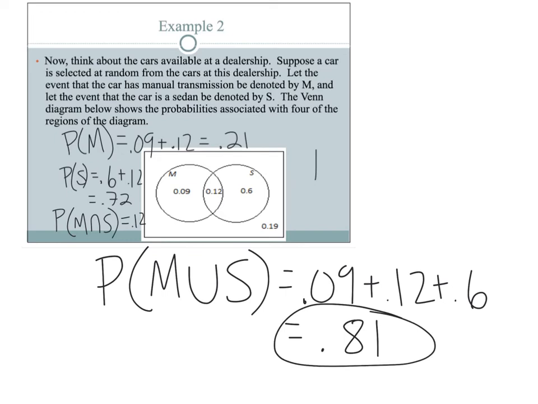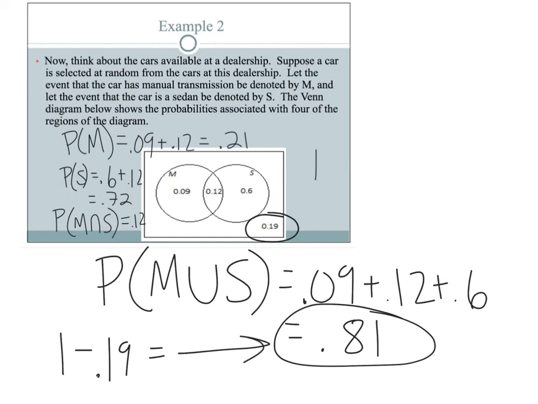Another way I could have written that is I could take the complement of that 0.19. You could take the 0.19, which is all the other cars at the dealership. That's what this is saying, everything but a manual and a sedan. If you took 1 minus 0.19, that would get me the 0.81.